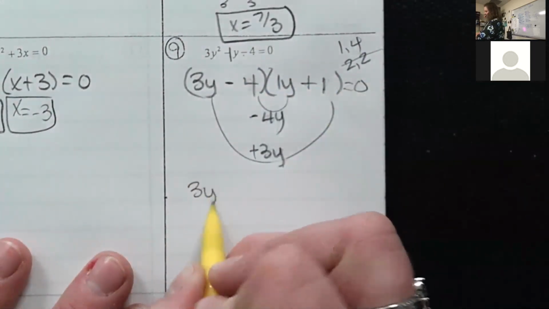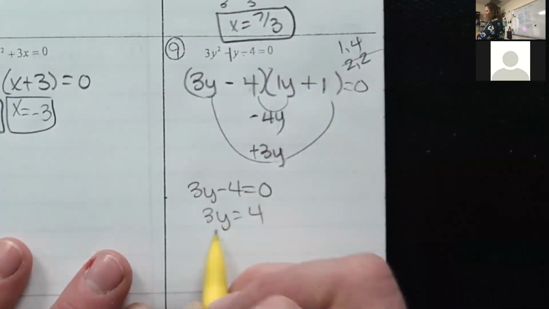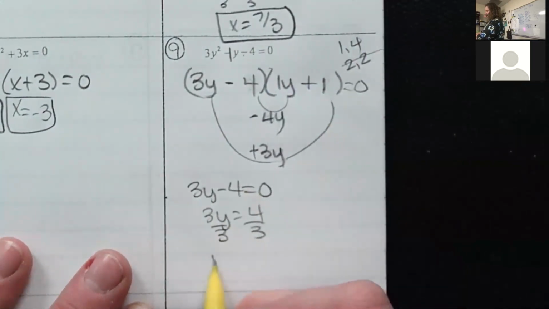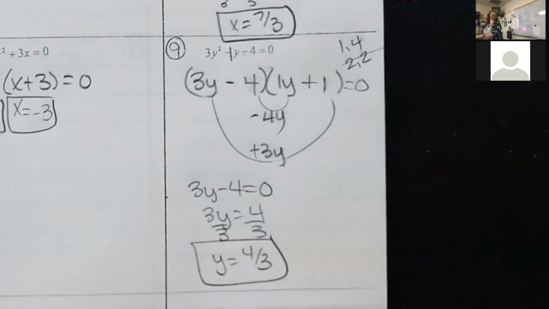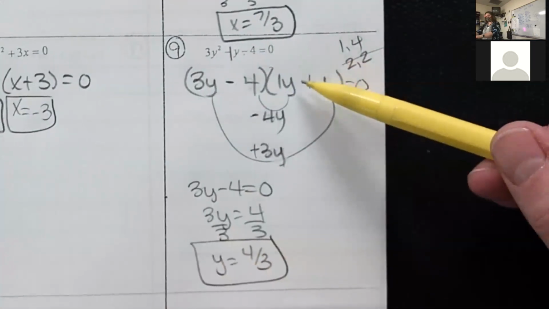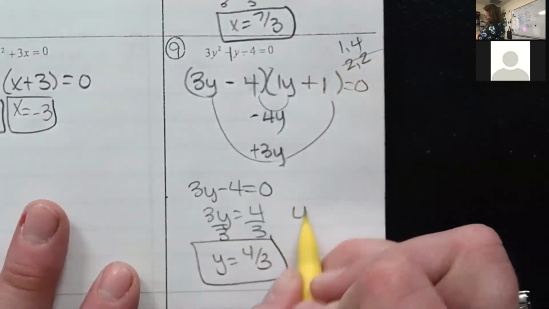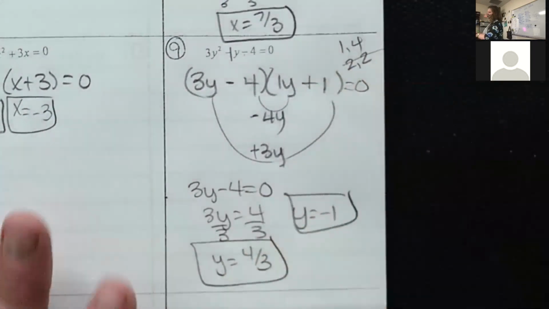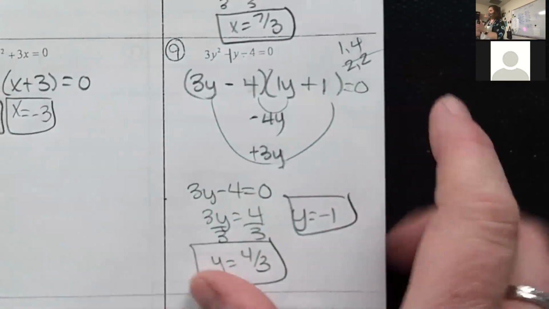Set the whole shebang equal to 0. Divide by 3. Oh, 4/3. That's cute. What about this one? What would I have to put in there to make that 0? -1. Well, we're half done. Let's flip it on over.